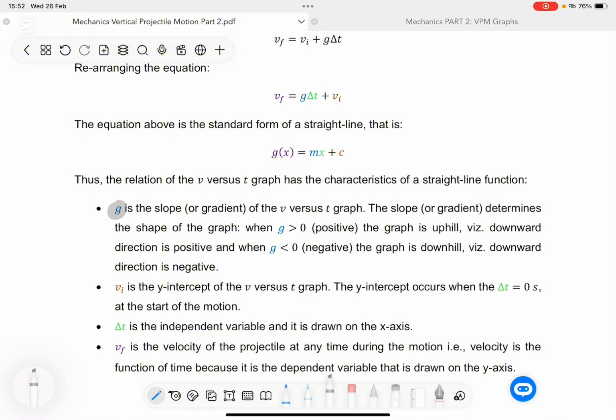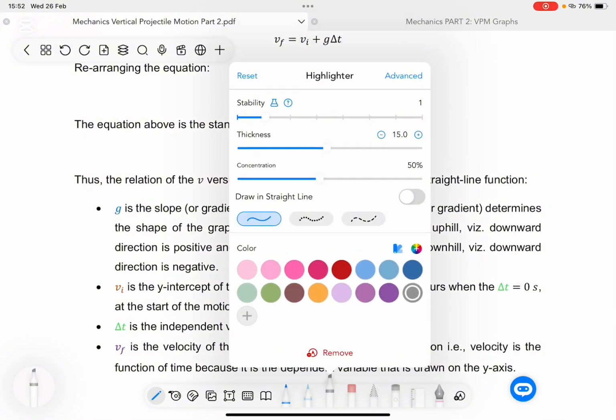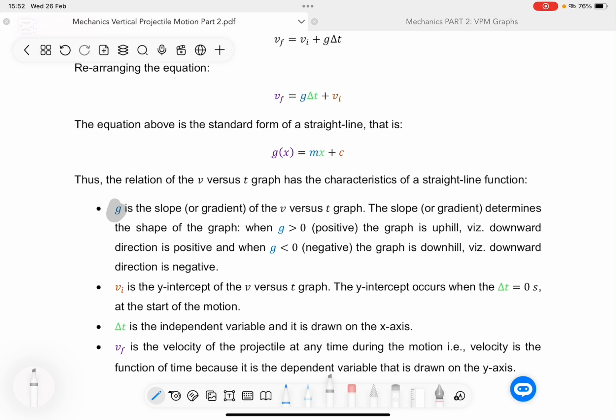When we look at the g in this equation of motion, we said it is the same as the m. The g, we know from a straight line equation, is the gradient or the slope of the graph. So that means our g in the equation of motion will be the slope or the gradient of the velocity versus time graph. Remember, we said this will be a straight line, so it will be a straight line that has the slope defined by g.